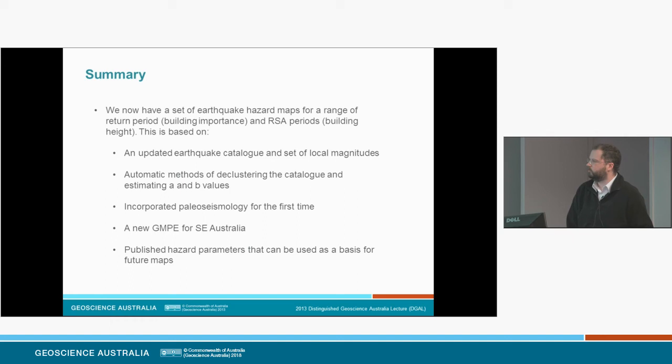More could be done in that area to improve the consistency, but it's a step forward, I think. We've developed automatic methods for declustering the catalogue and estimating A and B values. This should make future hazard maps much quicker and easier to do. We've started to incorporate some of the results from paleoseismology for the very first time into an earthquake hazard map, including Mmax and how we design the zones. We've included some region-specific ground motion equations, and more importantly, we've published all of this onto the web in a technical document. So we can stand and fall by our predictions, basically.